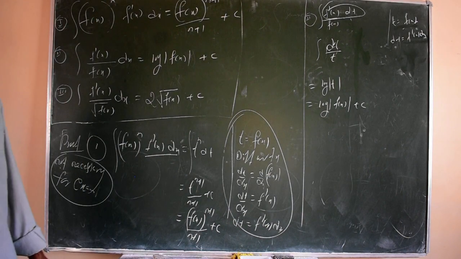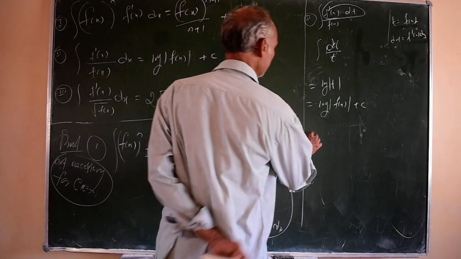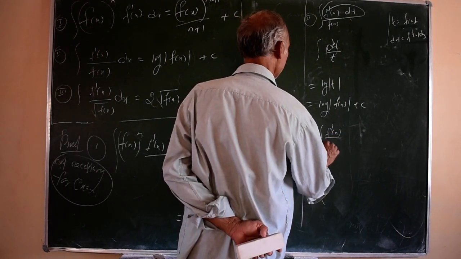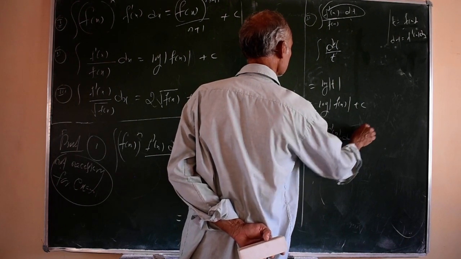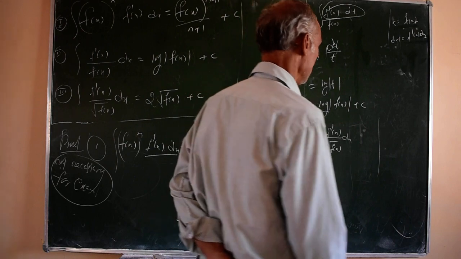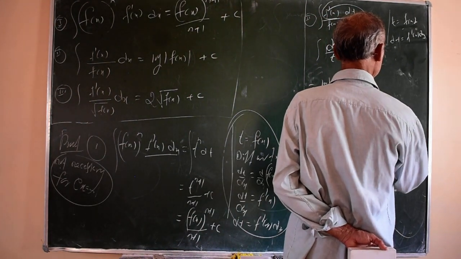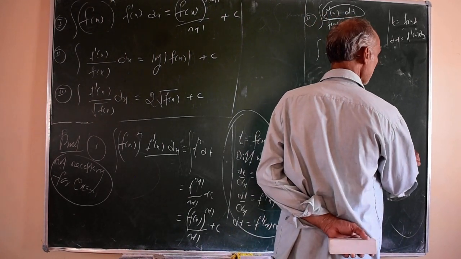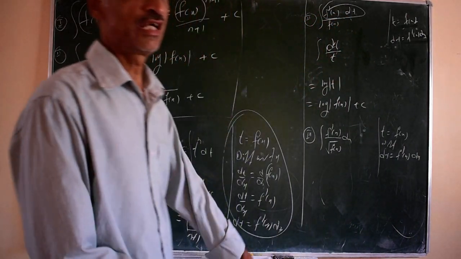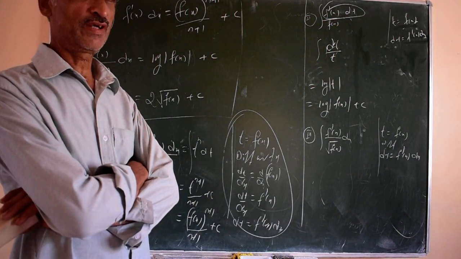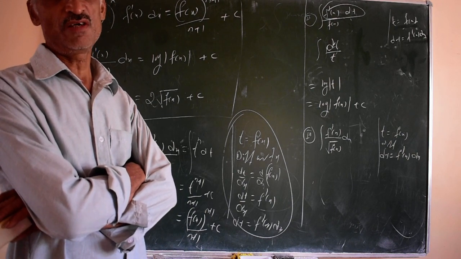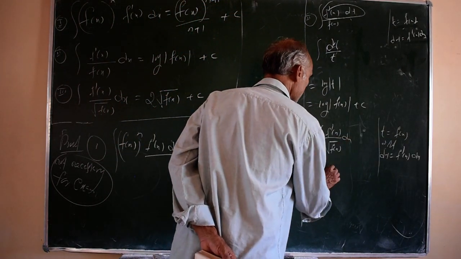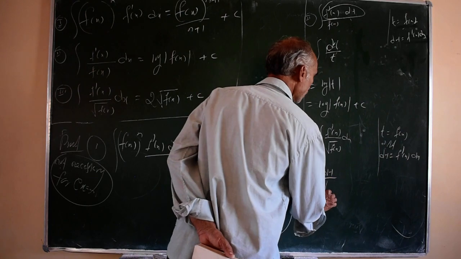Third one is also the same. I'm not repeating it. Third one, integration of f dash of x upon root f of x. Take t is equal to f of x. Differentiating, t is dt, f of x differentiation is f dash of x, x is dx. Therefore, it is integration of f dash of x dx, which is dt, divided by root of t.